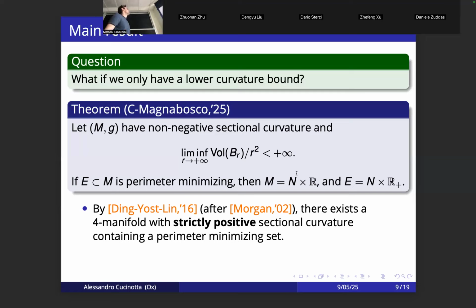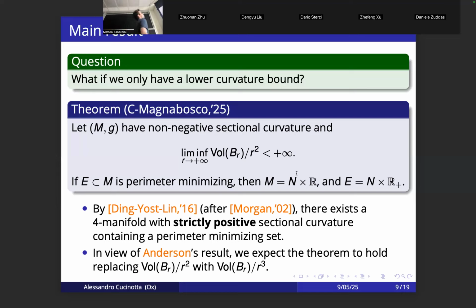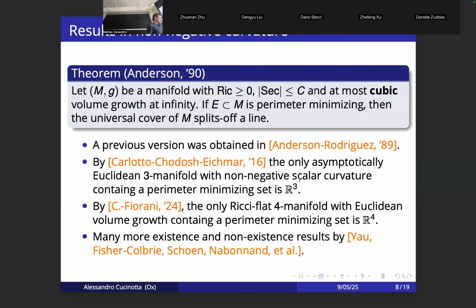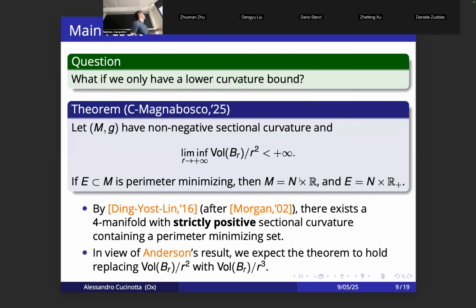Now the second observation is that even though both assumptions are necessary, the theorem is probably not sharp. If you remember Anderson's result, which is kind of similar to ours, you have cubic volume growth at infinity. And in the counterexample by Ding, Gios and Lin, you have quartic volume growth at infinity. So we know that for quartic volume growth at infinity the theorem fails, but most likely it will hold for cubic volume growth. This is something that we didn't manage to do.